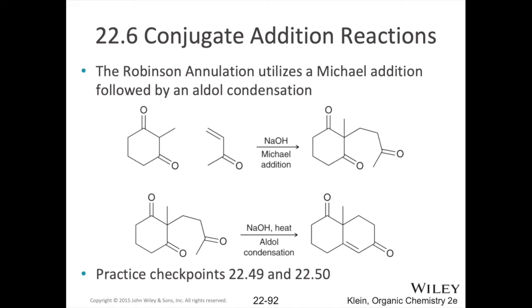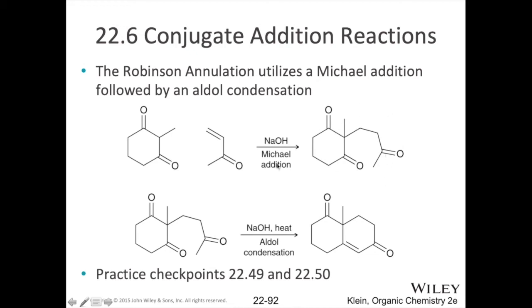The Robinson annulation is another variation of the Michael addition. So basically, we start off with the Michael addition. Here, notice that we start off with our Michael donor as this doubly stabilized enolate. And here's our Michael acceptor, our alpha beta unsaturated ketone. So this is our nucleophile. It's going to attack that 4 position, that beta position, and make this corresponding Michael addition product.